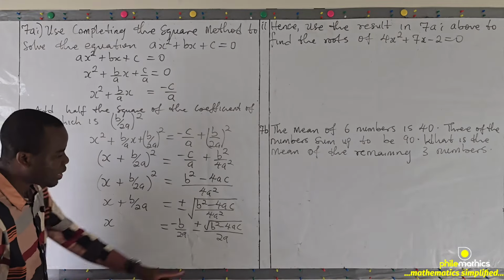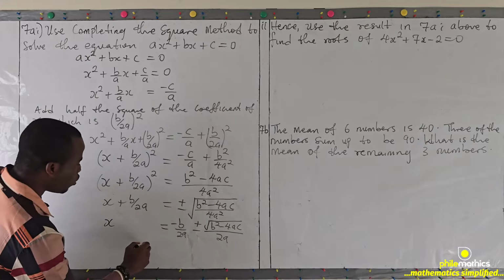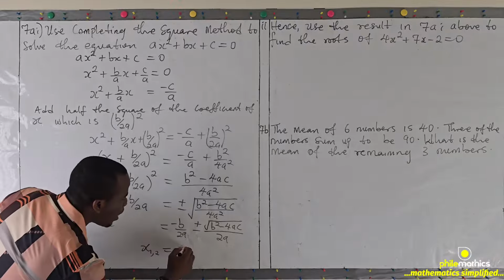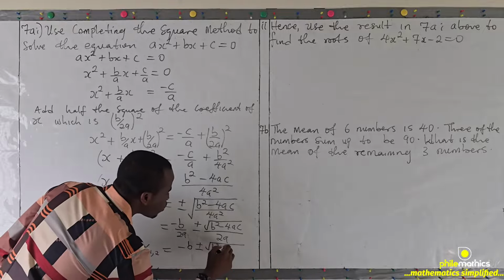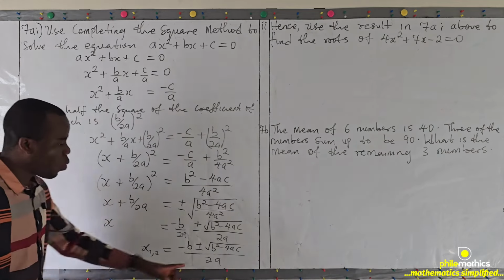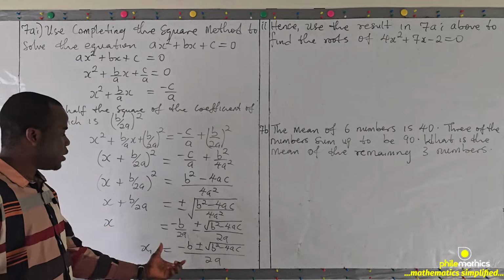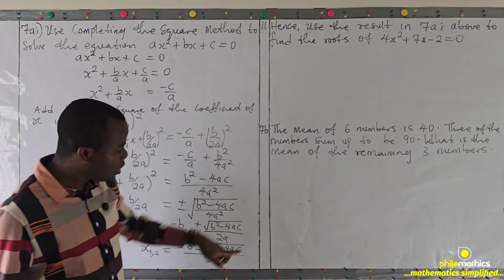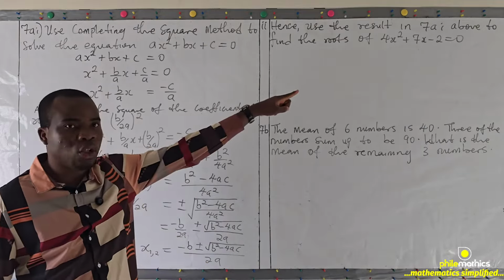Now, since the denominators are the same, we can easily add and subtract the numerators. Therefore, the x we are looking for, the two numbers, will be minus b plus or minus square root of b square minus 4ac, everything over 2a. This is that quadratic formula you usually use to solve quadratic equations, and this is what we are asked to look for. Next, we are asked to use this result to find the roots of this quadratic equation.